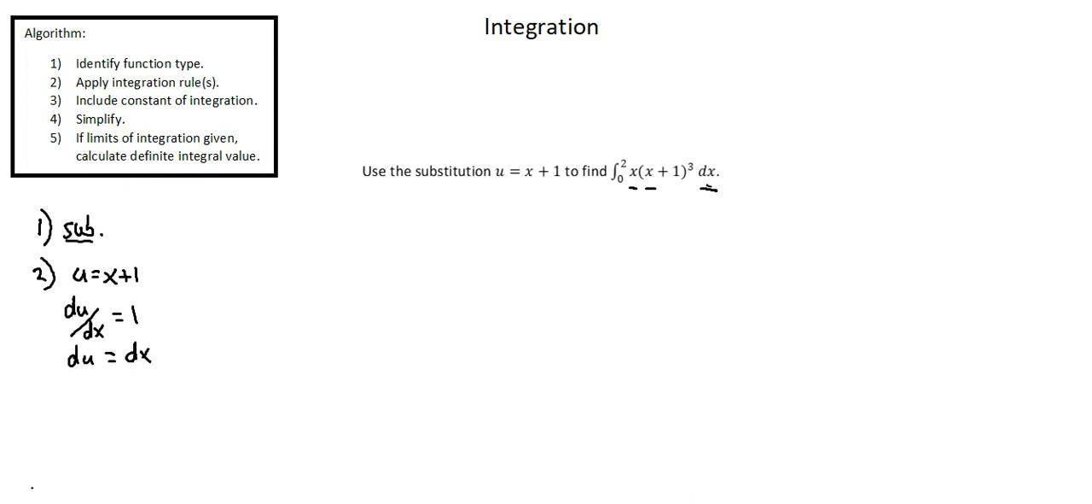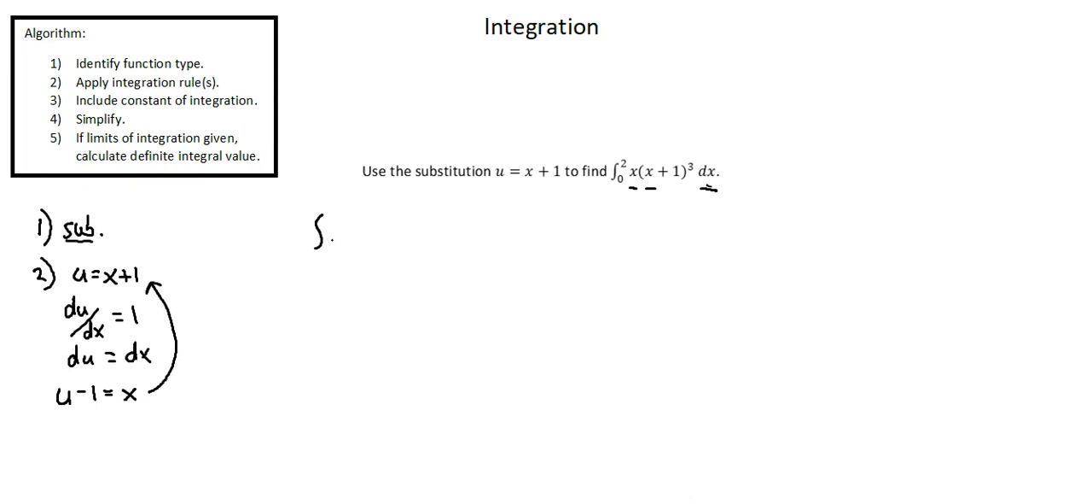Looking at the original integral, we have a replacement for x plus 1, that will be u. We have a replacement for dx, that will be du. We need a third substitution, which is for x. If u equals x plus 1, that's the given substitution, we can subtract 1 from both sides. U minus 1 equals x. This is based on our given substitution, and now we have substitutions for all 3 components of our integral.